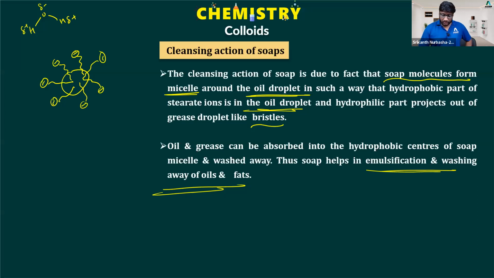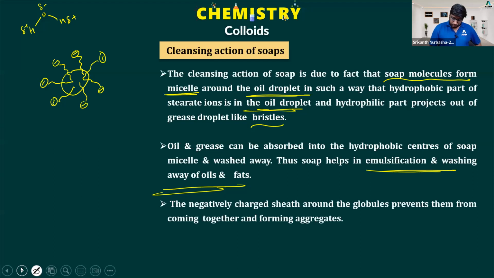Right, students? So that is how you can understand the cleansing action of soaps. Same thing: the negatively charged sheath around the globules prevents them from coming together and thus forming aggregates. Whatever the negative charge is there, that will have electronic repulsions. Because of the electronic repulsions, they will never form aggregates. So that is also a way to understand the cleansing action of soaps.